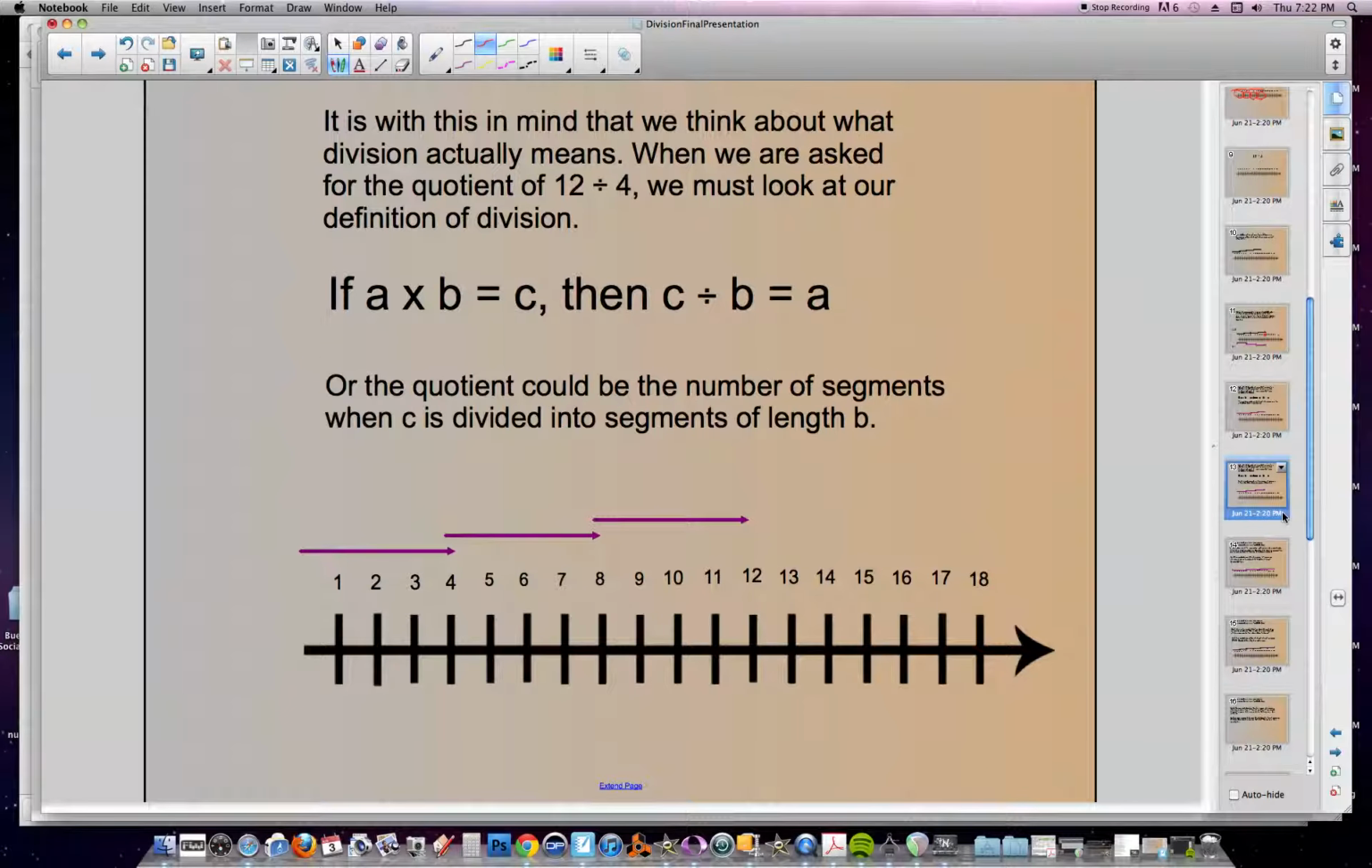But we could just as easily say 12 divided by 4 is, if I want to divide 12 into segments that each have a length of 4, how many segments will there be? Well, there's 1, 2, 3 segments. The answer is the same. The concept is different. And I really think this is where people get tripped up with division, because there's not one right way to think of it. Both ways are correct, and it really depends on the context. Without context, you can think of it either way, and you're going to get to the right answer.